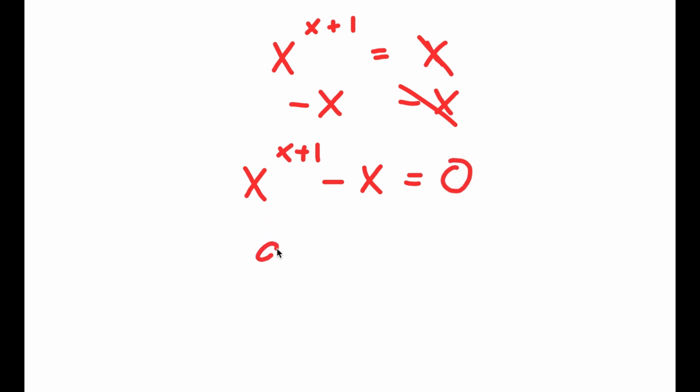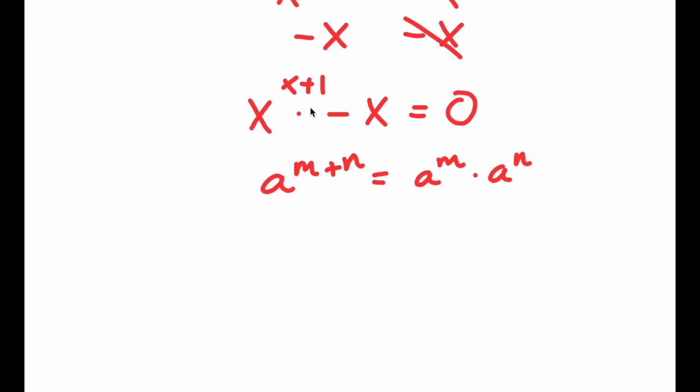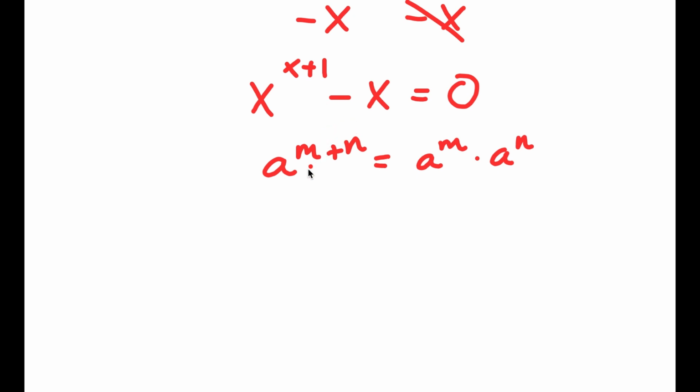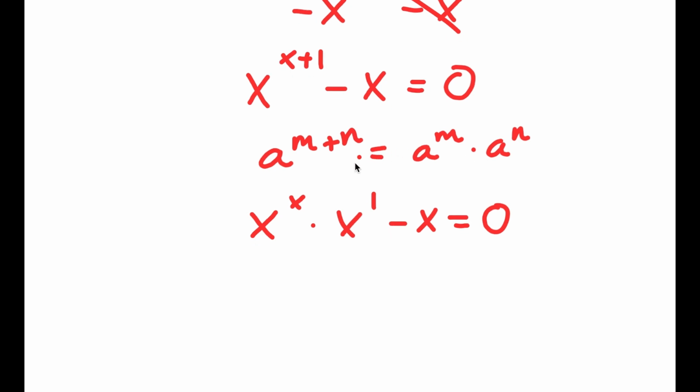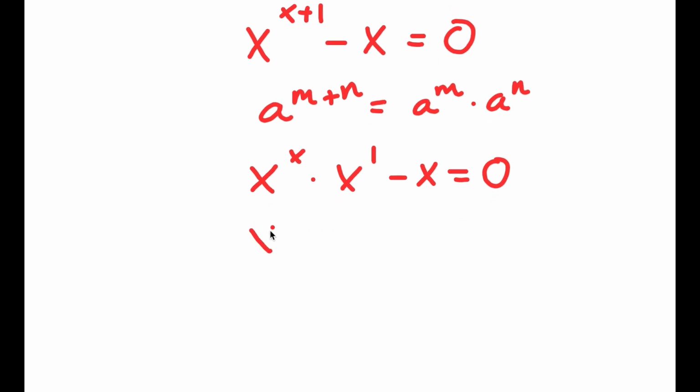Now, if I have something in the form a to the power of m plus n, this is equal to a to the power of m times a to the power of n. So x to the power of x plus 1 is going to be equal to x to the power of x times x to the power of 1. Now I have this minus x is equal to 0. Now if I factor out x, I get x times (x to the power of x minus 1) is equal to 0.